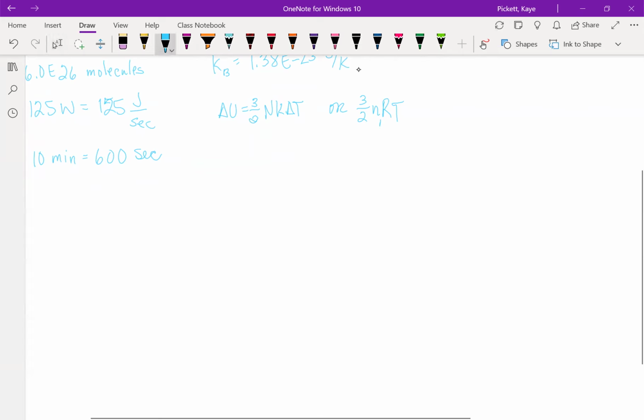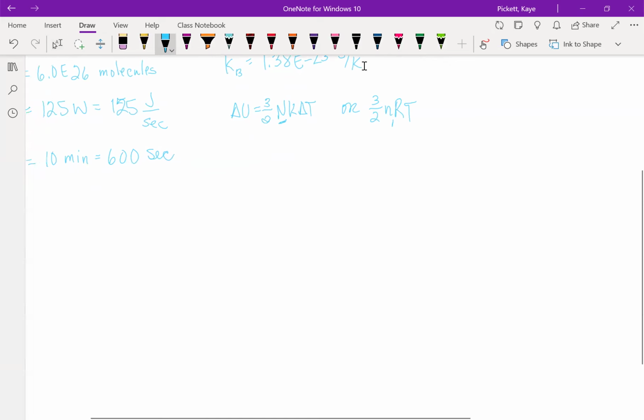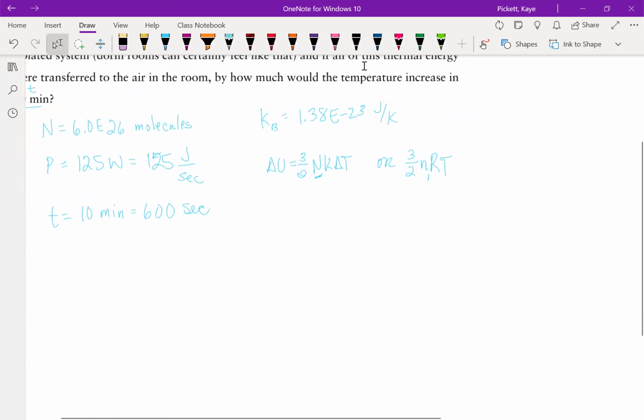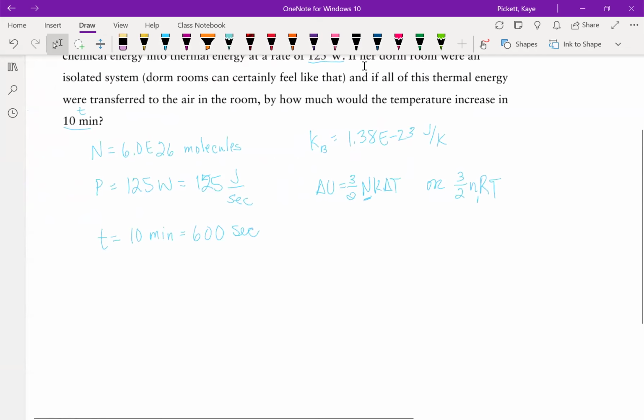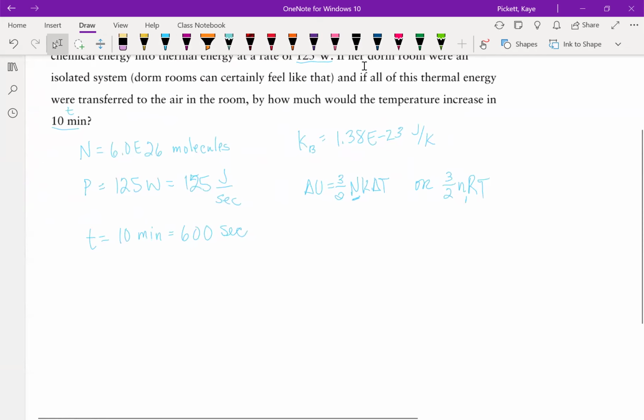In this case, I'm going to use this equation because it deals with the total number of molecules, which is what I have. I have that many molecules, and the other equation requires moles. I could figure out how many moles I have, but that's an extra calculation that I don't really want to do. So we're going to go with this one.